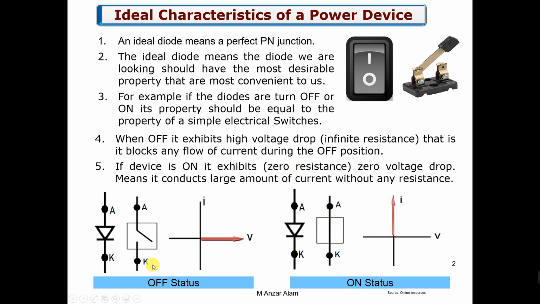So we discussed the ideal property of a diode. Because a diode can have two states, it can be in the off state like any switch, and it can be in the on state like any switch. When it is off, it looks similar to a mechanical switch. Remember, we should always use the word ideal. So the property of the ideal diode when it is on looks like this mechanical switch.